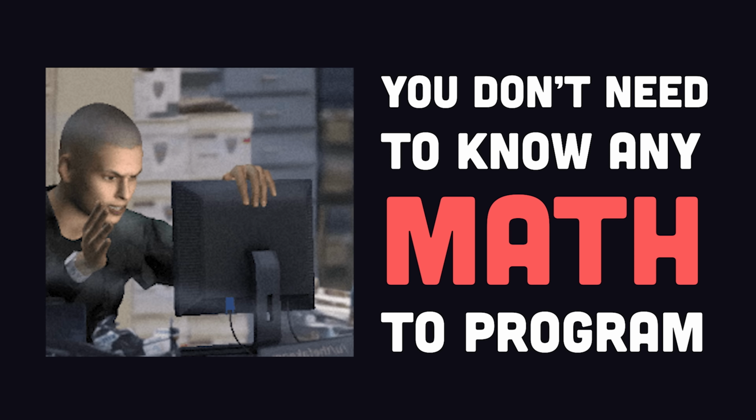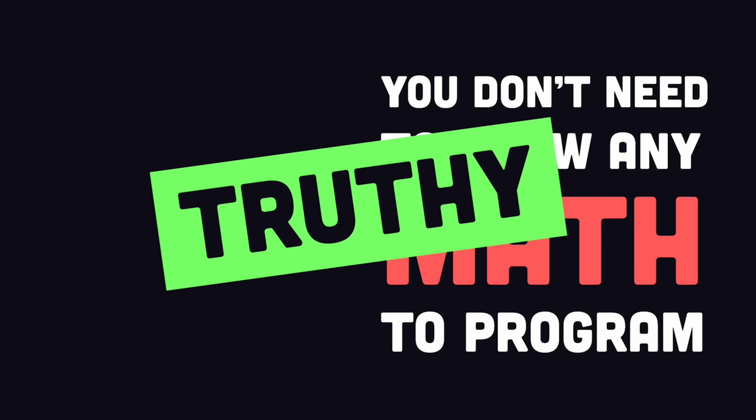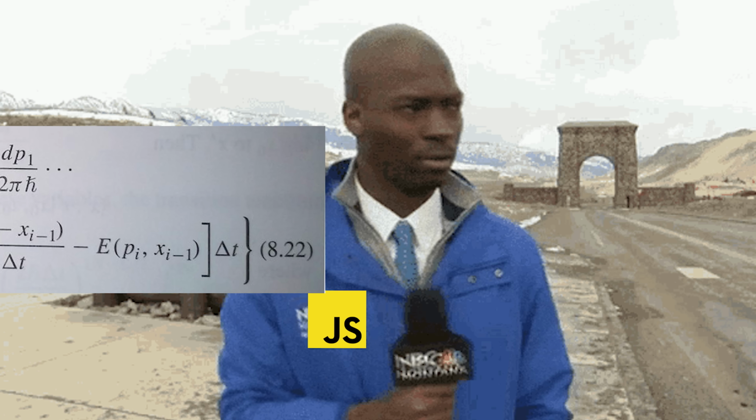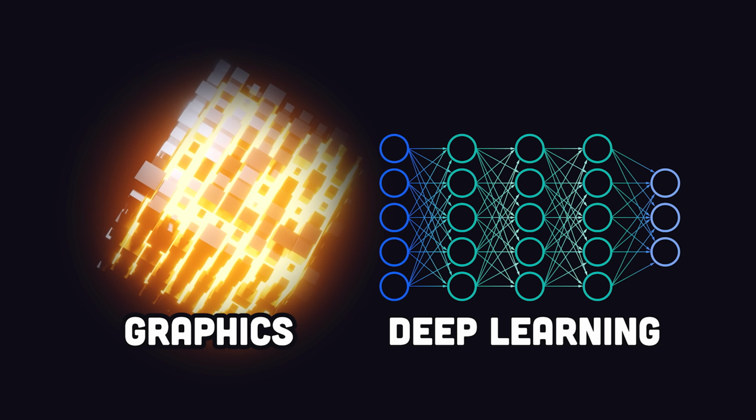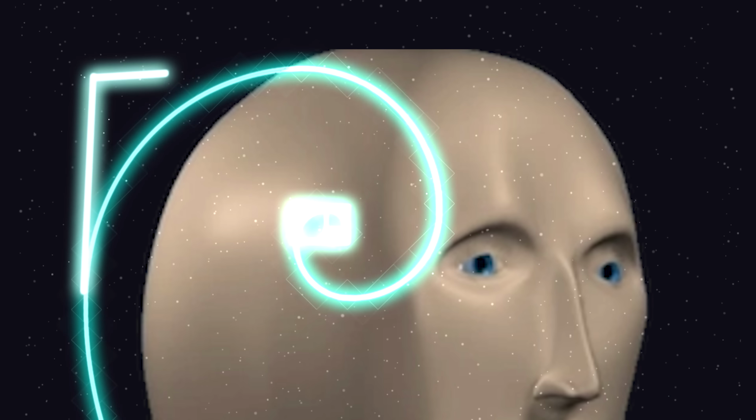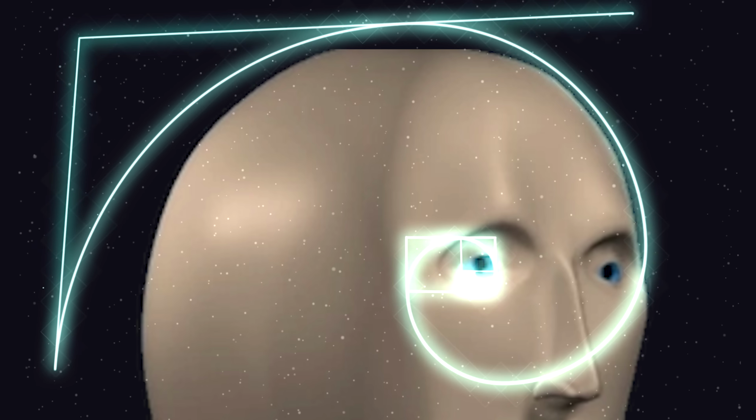People often say you don't need to know any math to program a computer, and that's truthy. However, any sufficiently advanced technology is indistinguishable from magic, but magic isn't real. Math explains it all. Developers often avoid learning math because it looks scary, but it actually makes complicated magic like computer graphics and neural networks easier to understand. And not just that, but it unlocks the secrets of the entire physical universe.